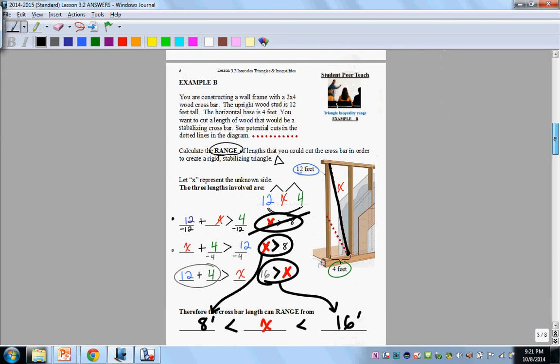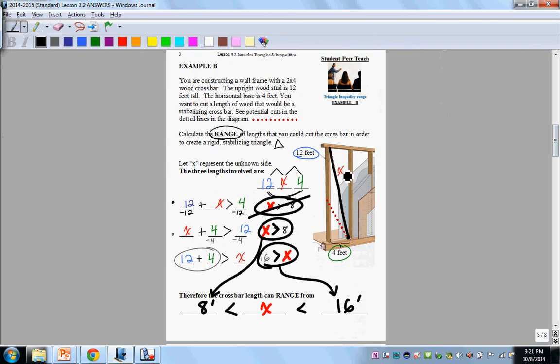So this crossbar here, the longest length it can be is just under 16 feet, and the shortest length it can be is just over 8.